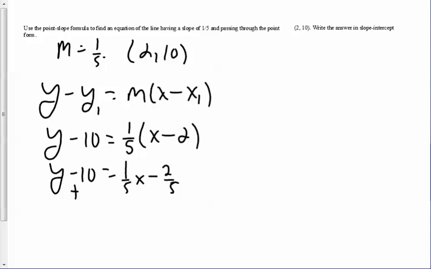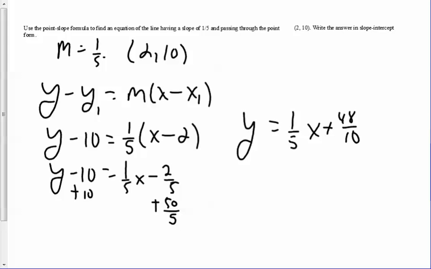I'm going to add 10. So when I go here, I'm going to add 50 over 5. That's 10, right? So then I got y equals 1/5 x plus 48 over 5. Looks a little goofy, but it's not too shabby.